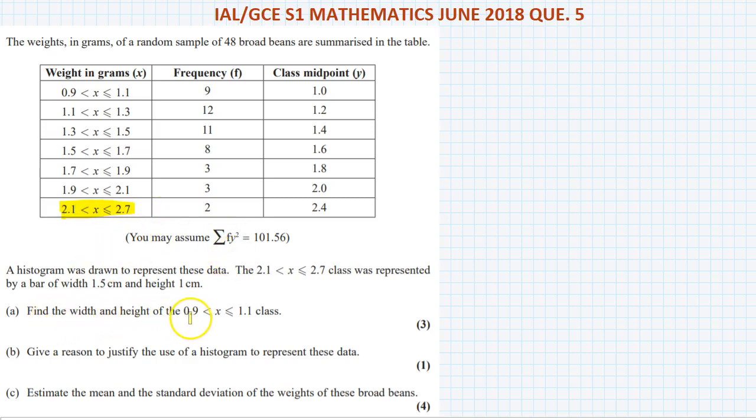Find the width and the height of class 0.9 to 1.1. We have to find this. So let's say we have the given classes.